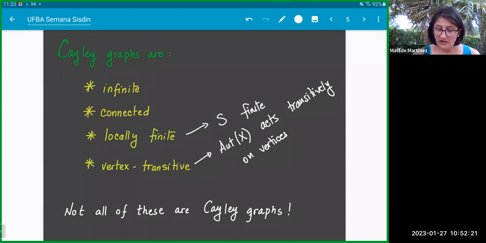But in fact, not all infinite connected locally finite and vertex transitive graphs are Cayley graphs of a finitely generated group. So a relevant question is: which graphs are Cayley graphs? When we are studying this geometric object, the Cayley graph of a group, how is this different from studying graph theory in general? On which kind of graphs are we focusing?